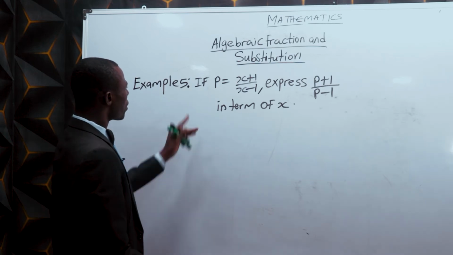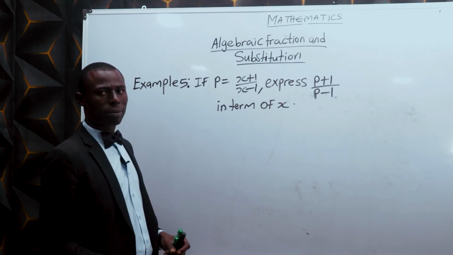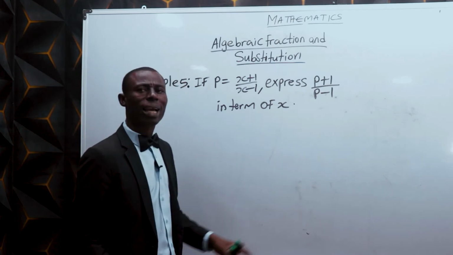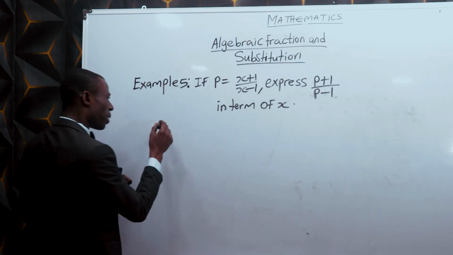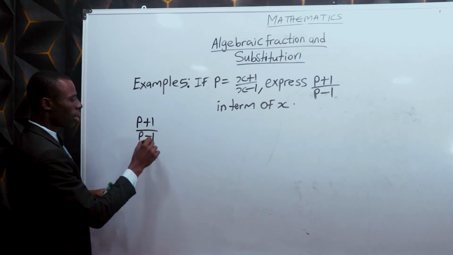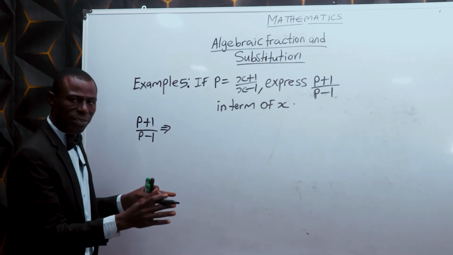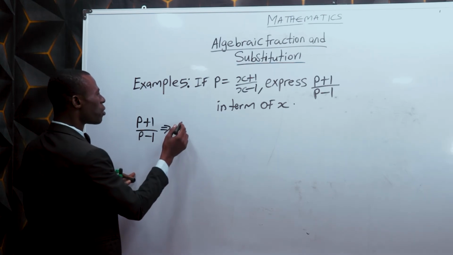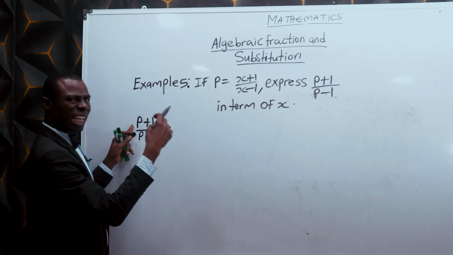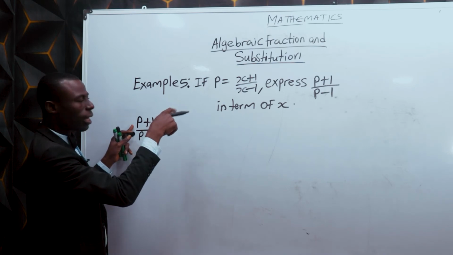We are going to the last example for the day under this subheading, which is example 5. If p equals x plus 1 over x minus 1, express p plus 1 over p minus 1 in terms of x. What you are to express is p plus 1 over p minus 1. Now, you want to express it in terms of x. How? Wherever you see p, what p has been given to be, the value that p assumes in the equation given to us, put it there.